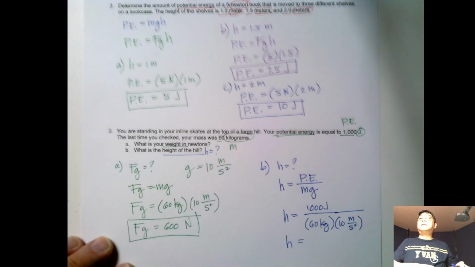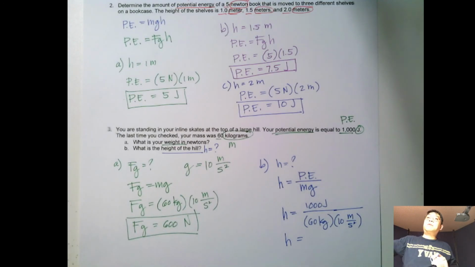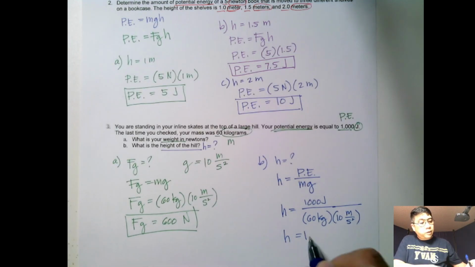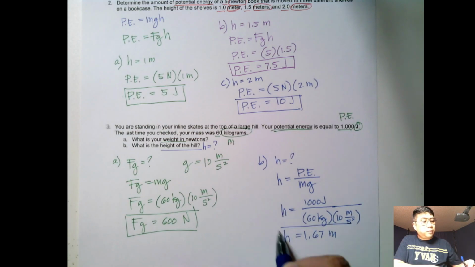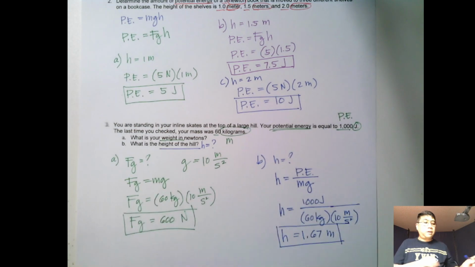So our height is equivalent to 1000 divided by 600, or 6 times 10. So the height is measured at 1.67 meters. So therefore that will be the height of the hill.